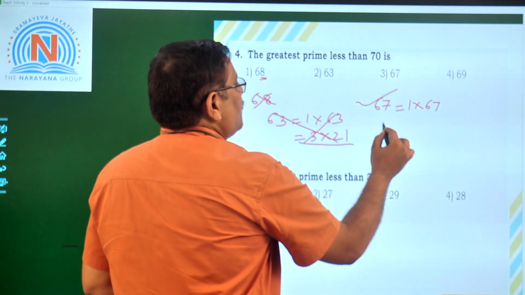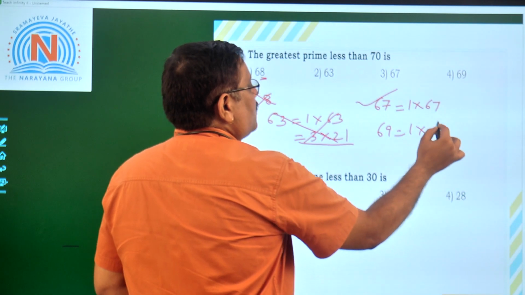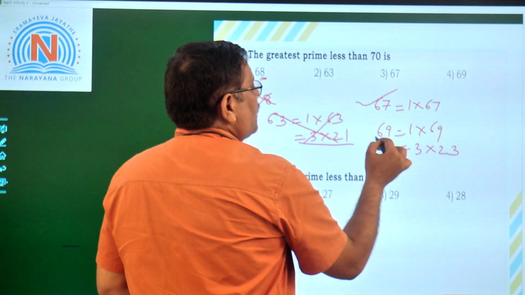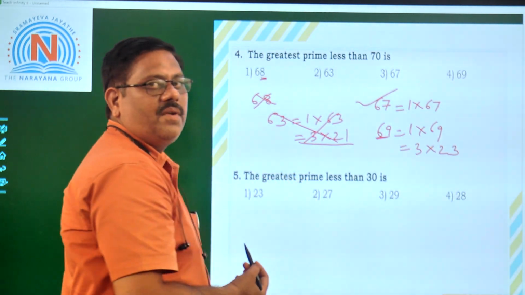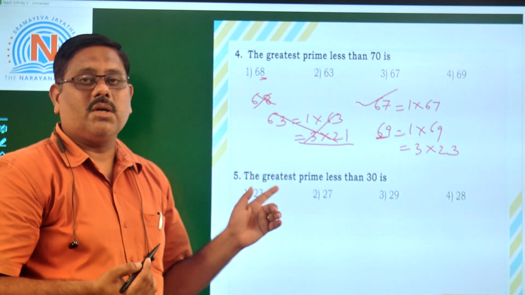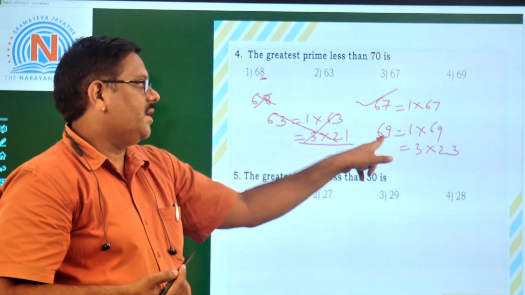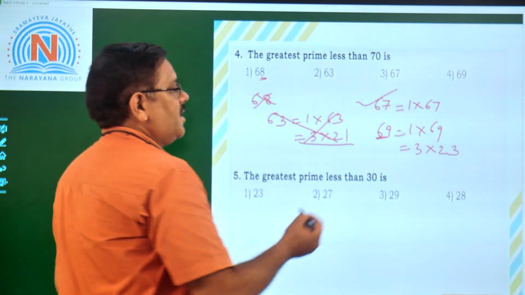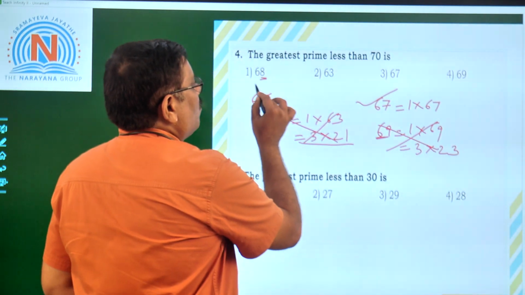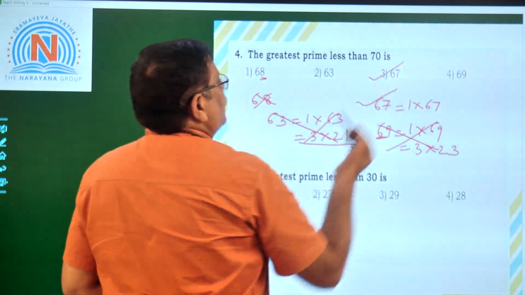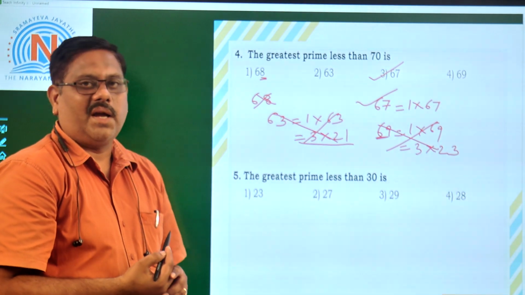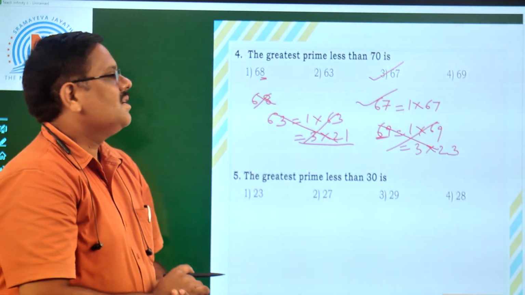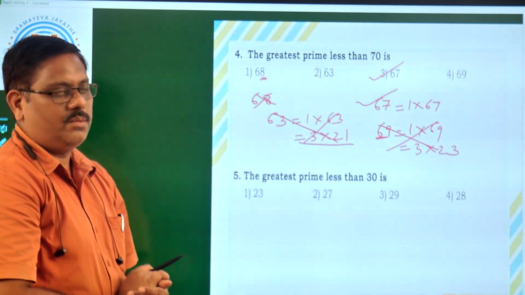So 67 is definitely a prime number. This is a prime. 69, if you take, that is 1 into 69, and even we have it as 3 into 23, because the sum of the digits 6 and 9 is 15. 15 is divisible by 3. That is the divisibility rule for 3. Yes, 3 is dividing 69 23 times. So definitely 69 is not a prime number. So out of all these, the third option, that is 67, is the prime. So the highest prime less than 70 is 67. Okay, the third option is the right answer.